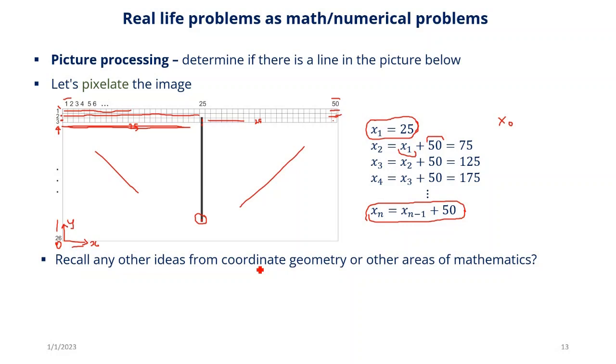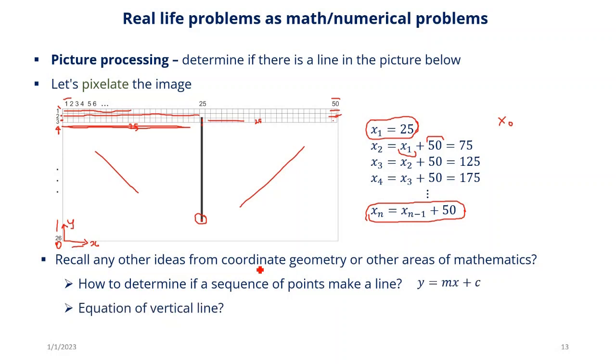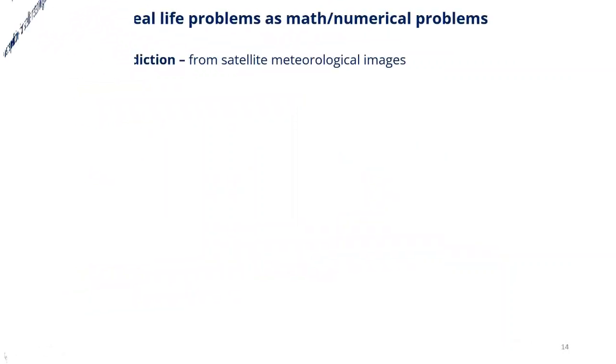So you just write the program, take the image, divide it into pixels, make it a graph, and give the graph to the computer, and the computer can determine where the line is. So if you recall any ideas of coordinate geometry, you can be able to determine if a sequence of points make a line. The sequence of points must be collinear to make a line. You can do that. Recall the equation of a line, y equal to mx plus c, or the equation of a vertical line, x equal to k, so on and so forth.